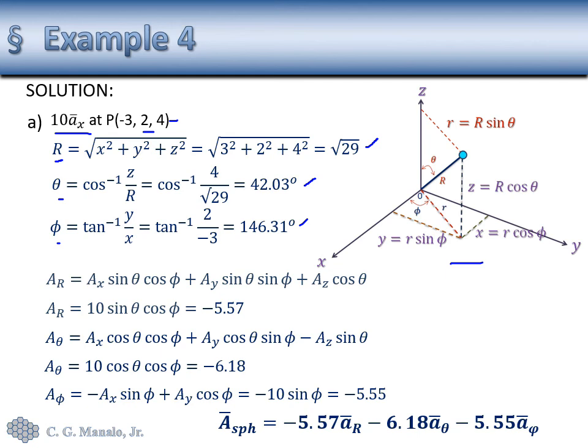So having computed the spherical coordinates, we can now proceed by computing the components A R, A theta, and A phi. And that would give us this vector in spherical coordinates of this vector at this point.